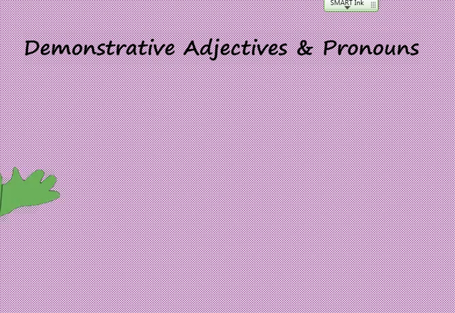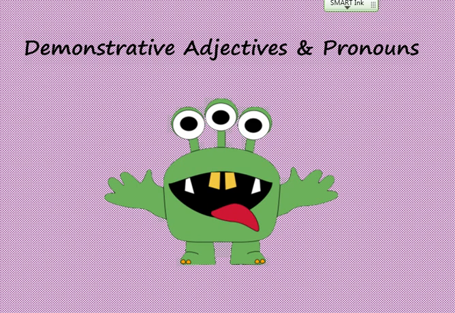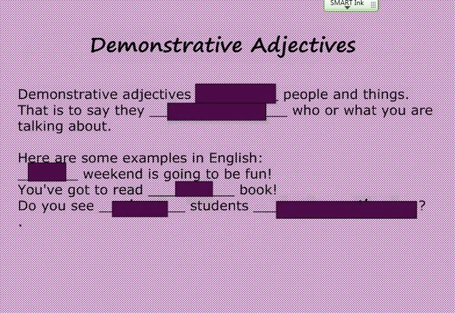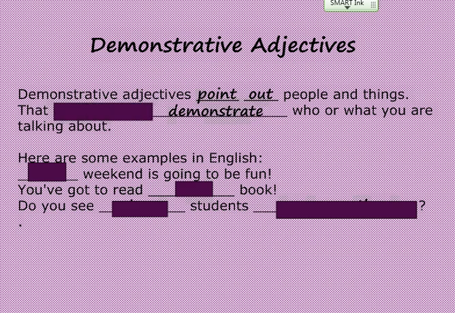So, demonstratives. Okay, so demonstrative adjectives point out people and things. So in other words, they demonstrate, that's where the word comes from, demonstrative, they demonstrate who or what you're talking about. So they always sound more complicated than they actually are. Here are some examples in English.